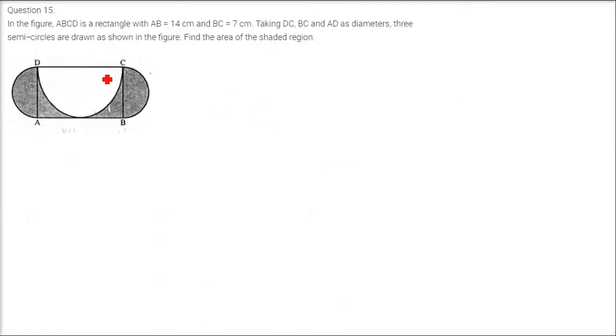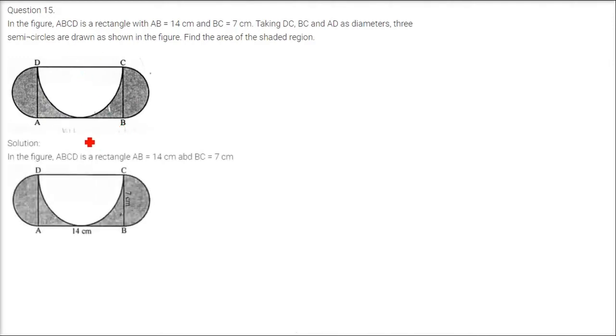In this figure ABCD is a rectangle with AB, this side as 14, this side is 14 and this is 7 centimeters. Taking DC, that is this one, and AD, this one, and this one, BC, these as diameters, semicircles are being drawn. So there is this semicircle and this semicircle being drawn. Find the area of the shaded portion. So we have to find out the area of the shaded portion.